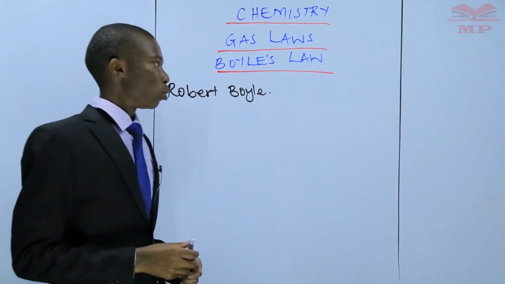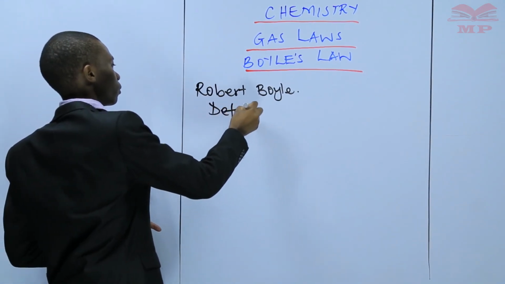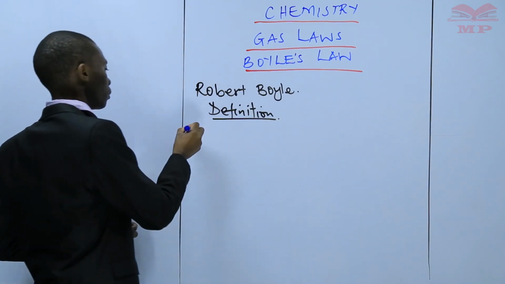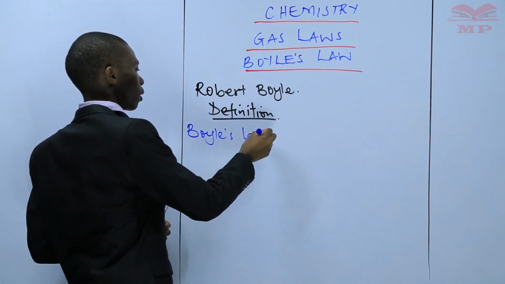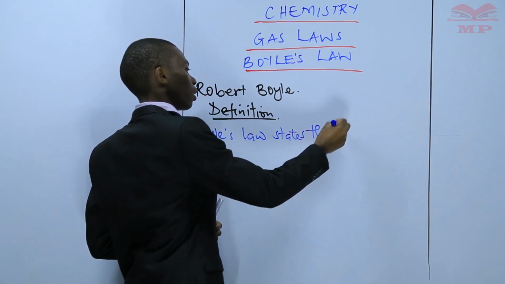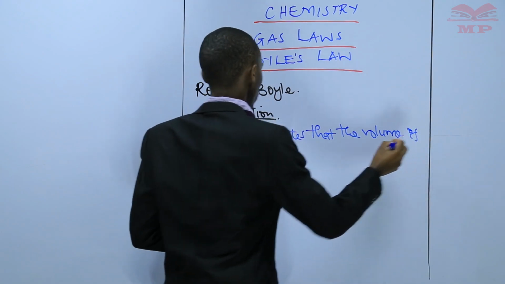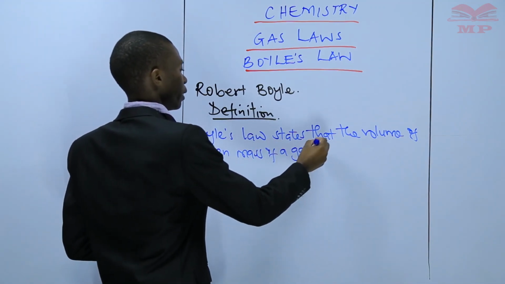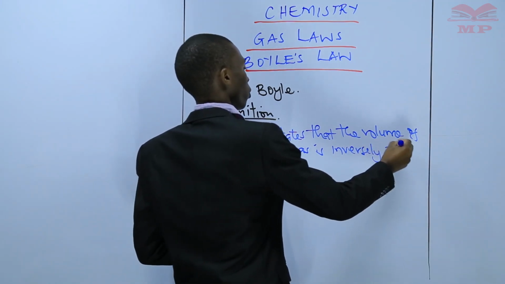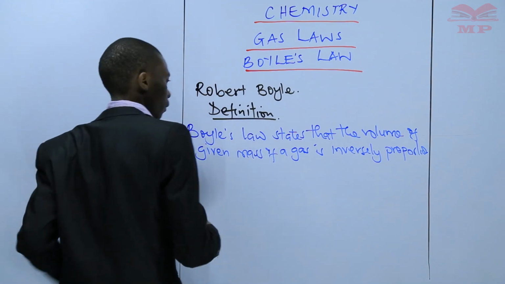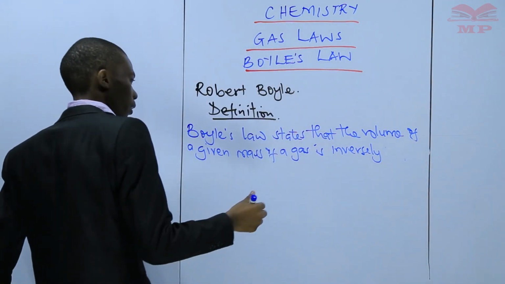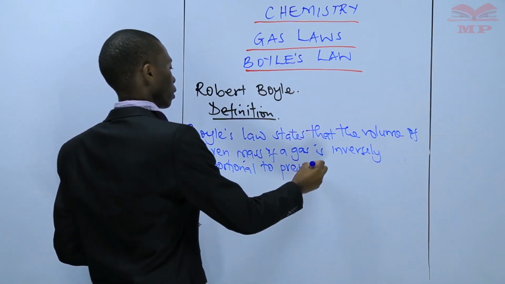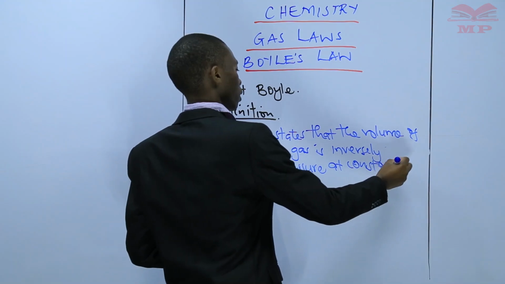I want to define this law. Definition. Boyle's law states that the volume of a given mass of a gas is inversely proportional to pressure at constant temperature.